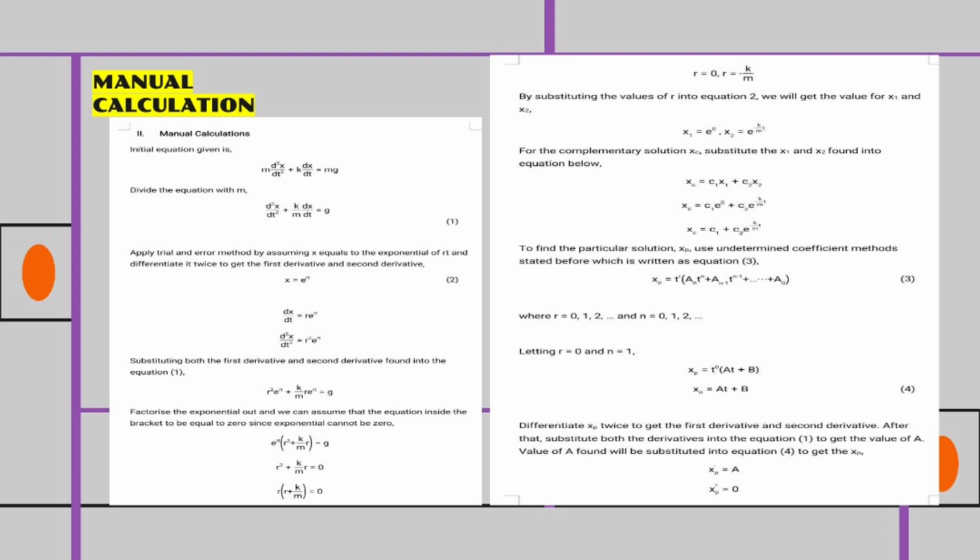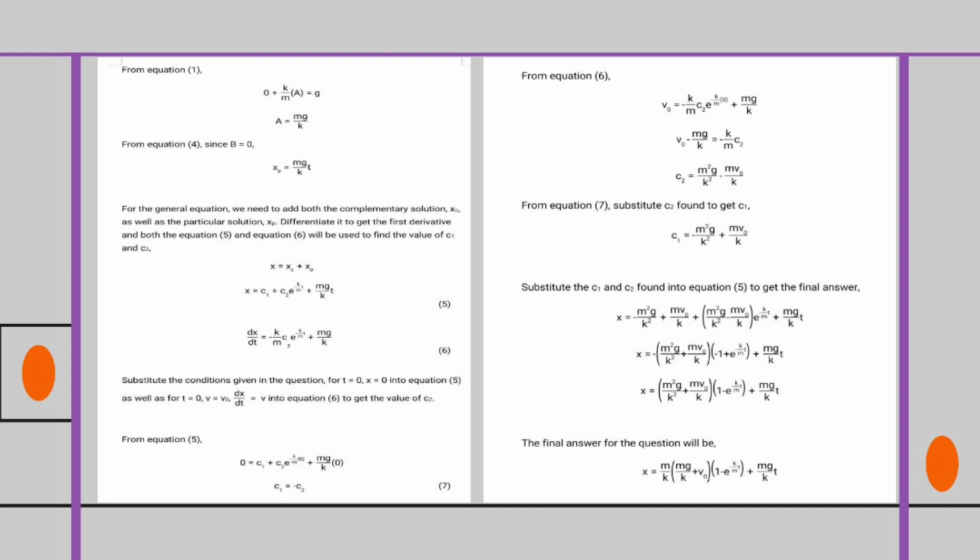Differentiate the xp twice to get the first derivative and second derivative. After that, substitute both the derivatives into equation 1 to get a value of a. The value of a found will be substituted into equation 4 to get the particular solution xp. And we will get a equal to mg over k. The xp found will be mg over k times t.